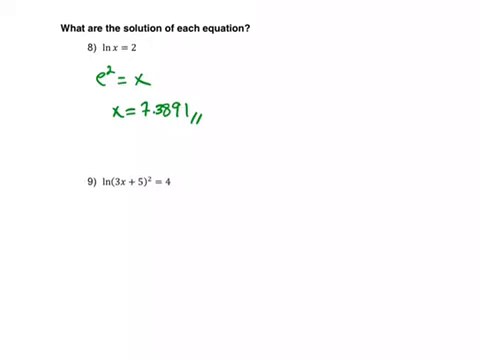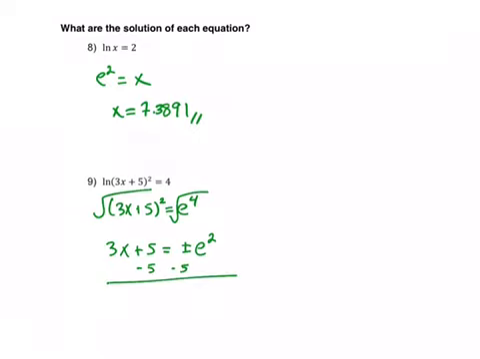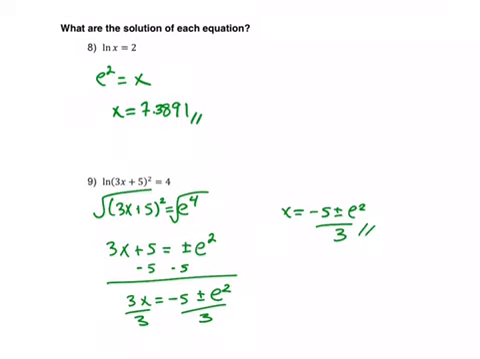Right. And number 9, again, I'm going to change this to an exponential form. So 3x plus 5 squared equals e to the 4th. Right. So now I'm going to solve by taking the square root on both sides. So 3x plus 5 equals plus or minus e squared. So 3x equals negative 5 plus or minus e squared. And now I'm just going to divide by 3. So x equals negative 5 plus or minus e squared, divided by 3. We're going to keep that just like that.